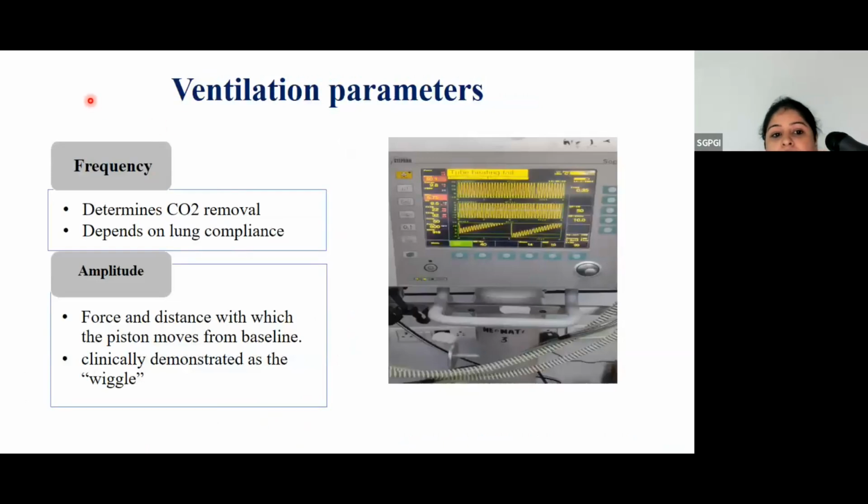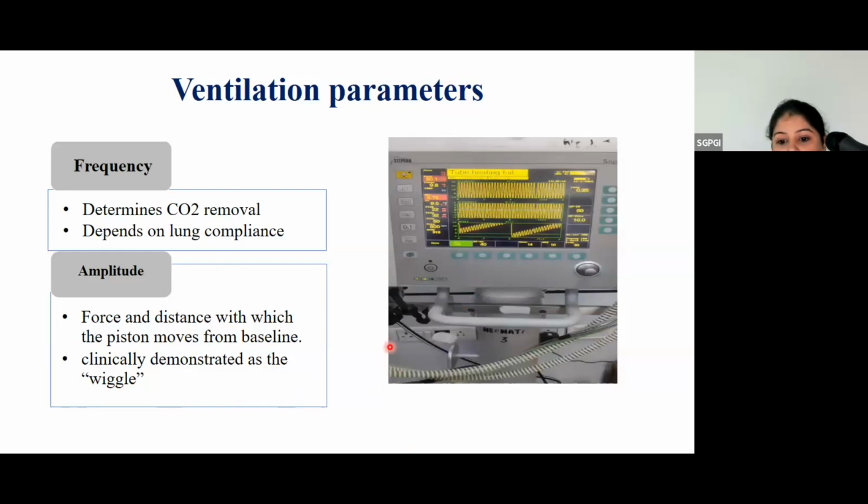Now the ventilation parameters, that is, the parameters helping in CO2 elimination. They are frequency, which determines the CO2 removal and depends upon the lung compliance. Higher frequency leads to delivery of lower tidal volumes, and lower frequency delivers higher tidal volume. So there's an inverse relationship here. And amplitude is the force and distance with which the piston moves from the baseline. It is clinically demonstrated as a wiggling response.